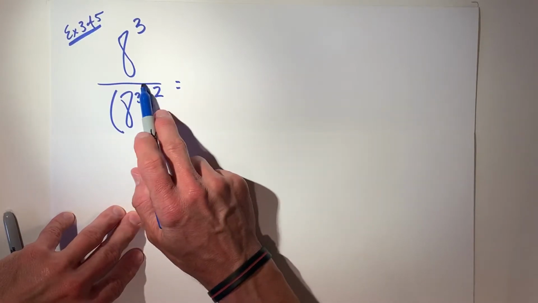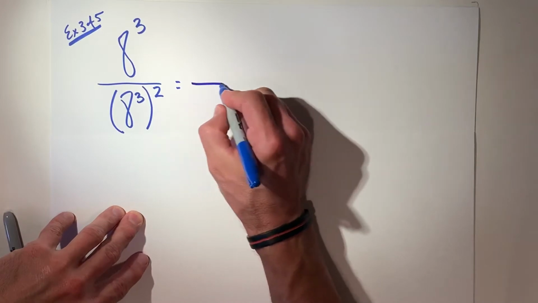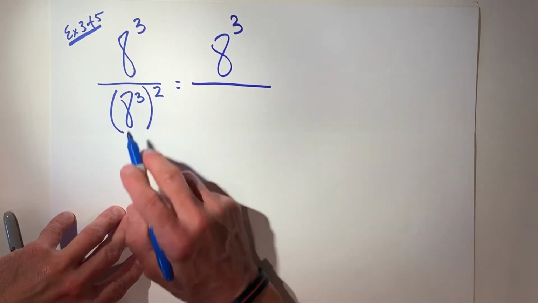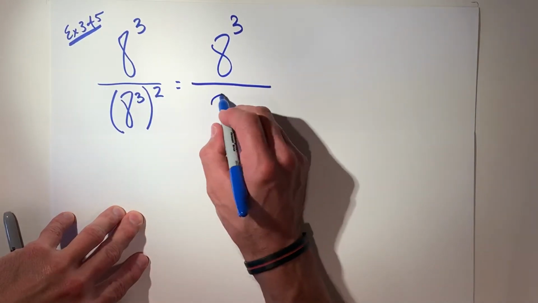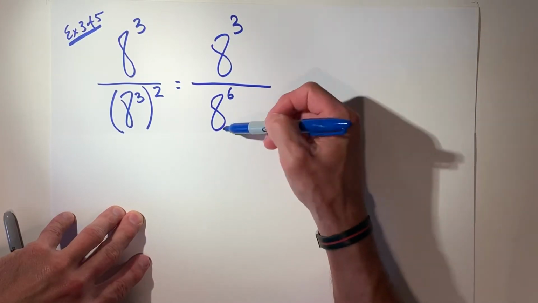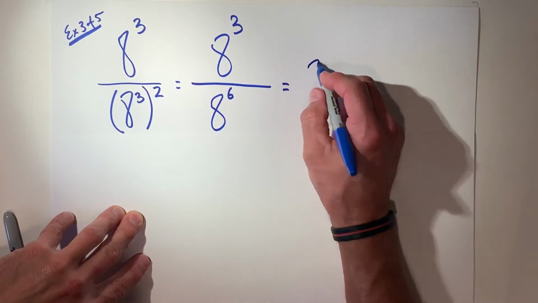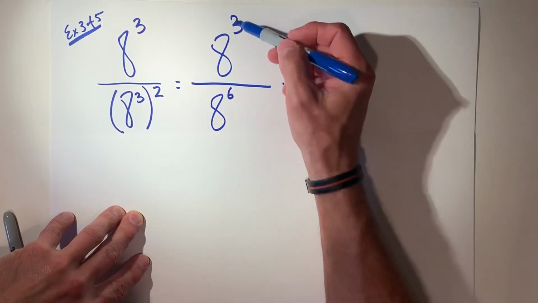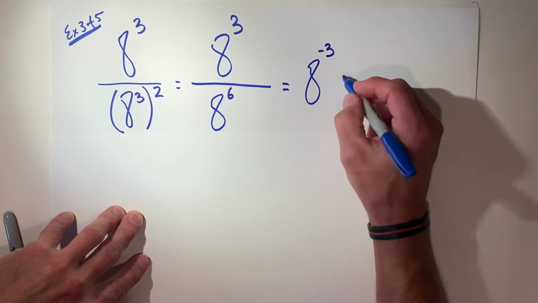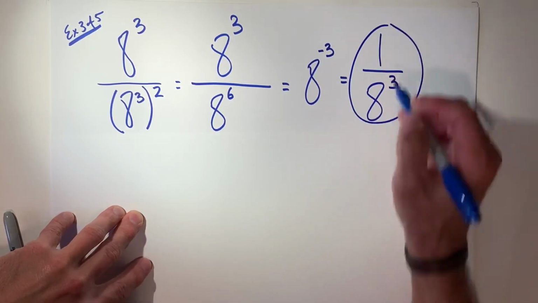Our fraction bar separates the top and the bottom. 8 to the 3rd, there's nothing really happening there. So I'm just going to go ahead and leave this 8 to the 3rd. On the bottom, I have 8 to the 3rd to the 2nd. This looks like 3 times 2 to me, so I have 8 to the 6th. And now I have top and bottom where I would divide. I remember the rule, if I have the same base, top and bottom, I'm still going to have the same base. 3 minus 6 is negative 3. And I can't simplify with negatives, so 1 over 8 to the positive 3, and I'm done.